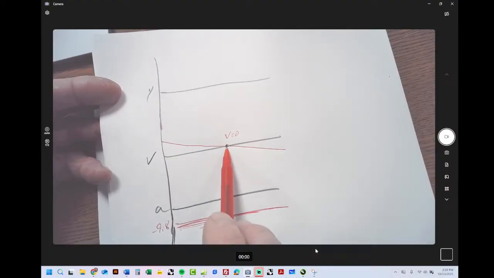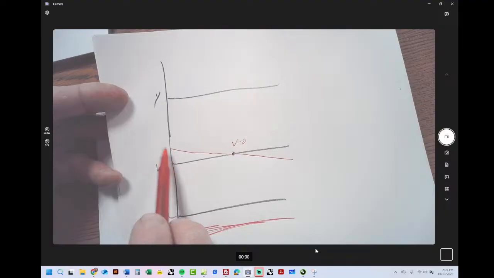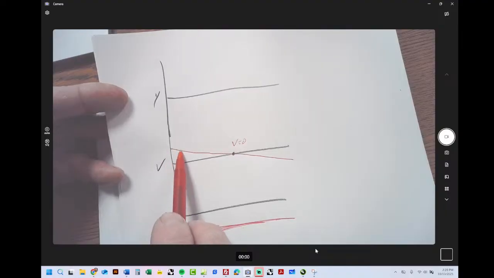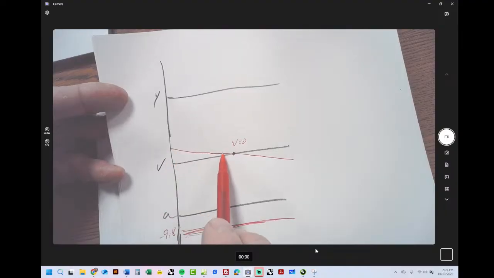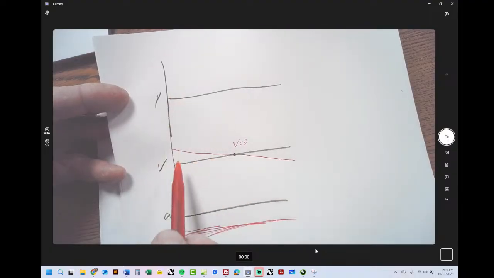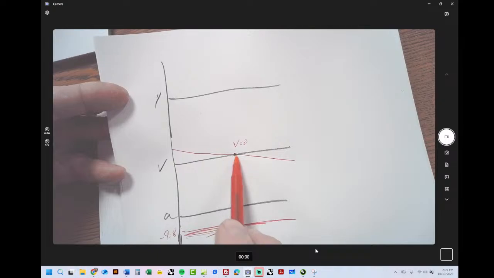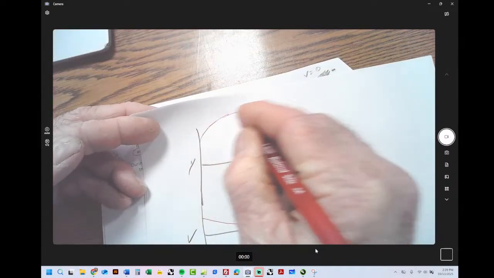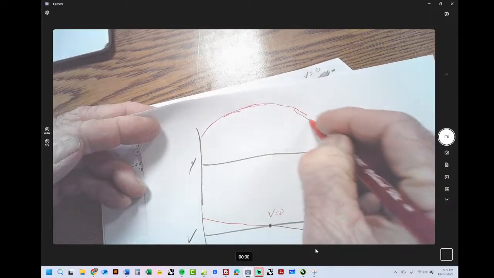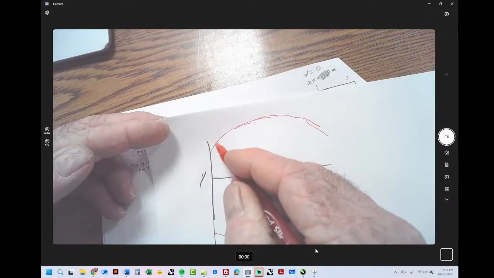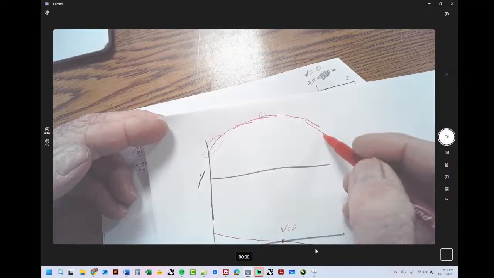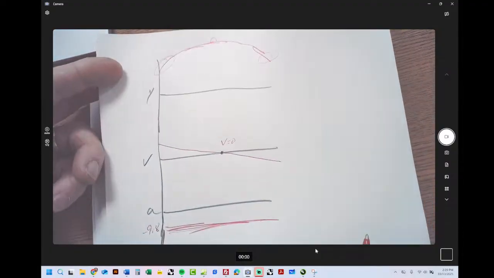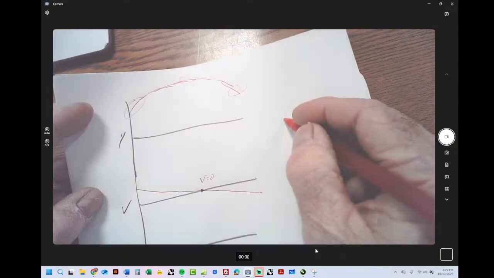And then the y position here, I've got a positive velocity, then 0 velocity, then negative. So the slope of this should be positive, then 0, then negative. Like that. So positive slope here, 0 slope there, negative slope. So this is what C would look like.